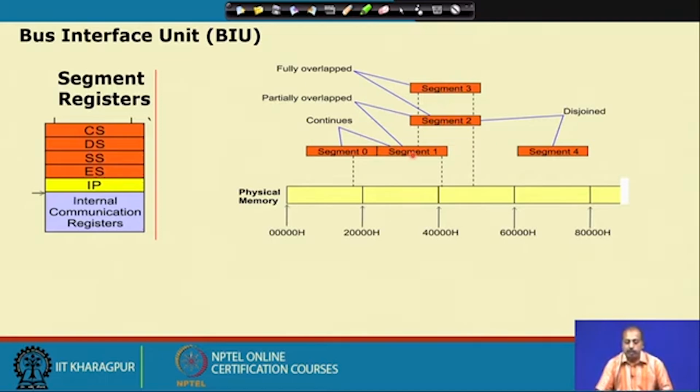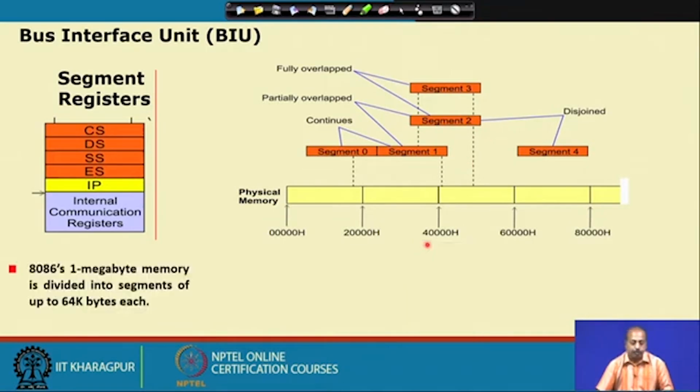A particular program may consist of a number of segments, like segment 0, 1, 2, 3, 4. Segment 0 and segment 1 are continuous: after segment 0, segment 1 starts. Segment 2 and segment 1 have a partial overlap. Segment 1 also partially overlaps with segment 3. Segments 2 and 3 are completely overlapped. Then 3 and 4, and 2 and 4, are disjoint. Like that we can have different types of overlapping.